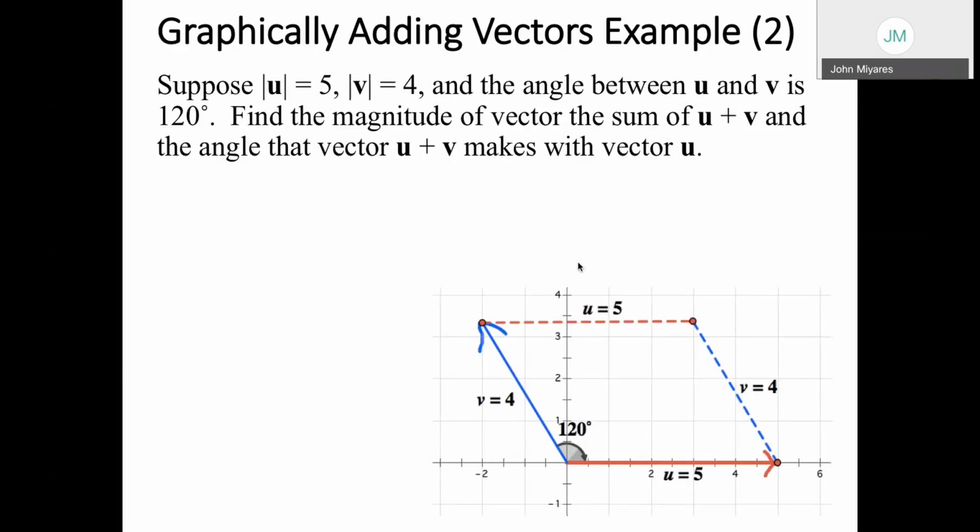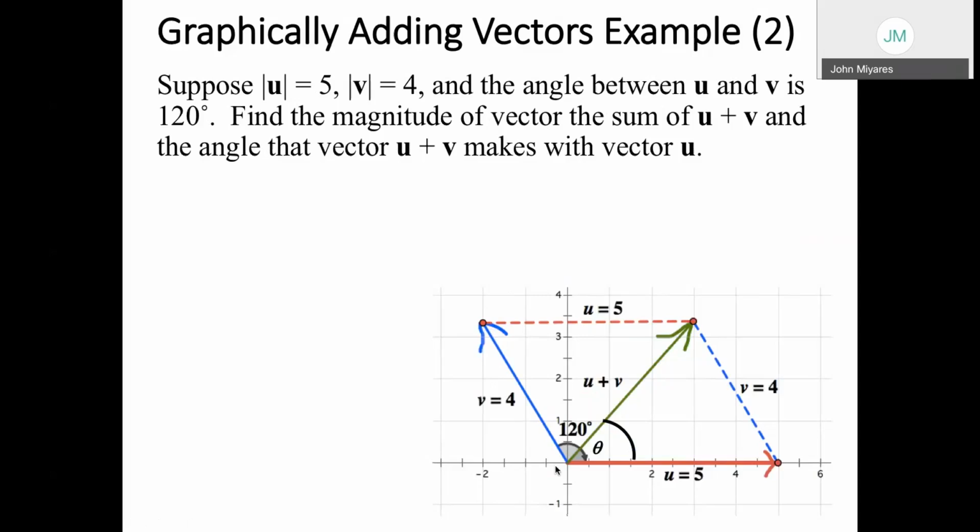The diagonal of this parallelogram, starting from the origin and graphed here in green, will represent the vector u plus v. Again, I don't know what the components of vector u and vector v are, but I'm also not asked to find them either. What we are asked for is the magnitude of this green vector and the angle that it forms with vector u, which I'm going to mark here with angle theta.